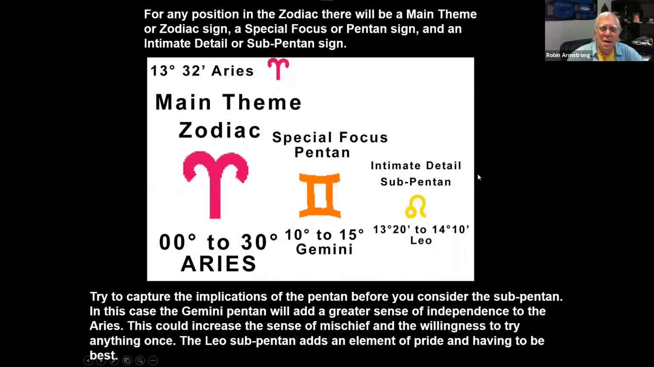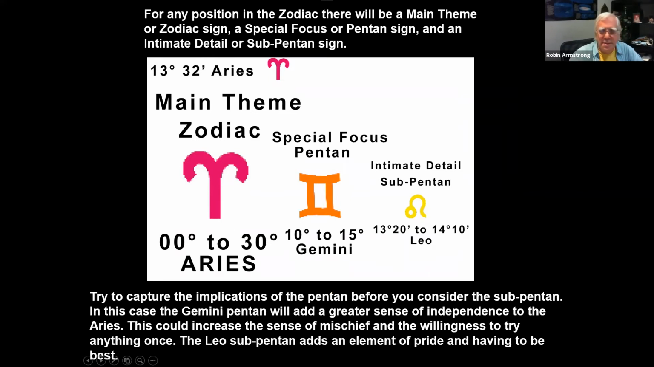So now this is how you would work the 3 levels. You have the Zodiac as your main theme, the Pentan as a special focus, and the sub-Pentan with the intimate detail. You think it's almost too small to deal with, but really that intimate detail is poignantly affecting the special focus and the main theme. It's still there. But these would be the categories you'd use to do it.